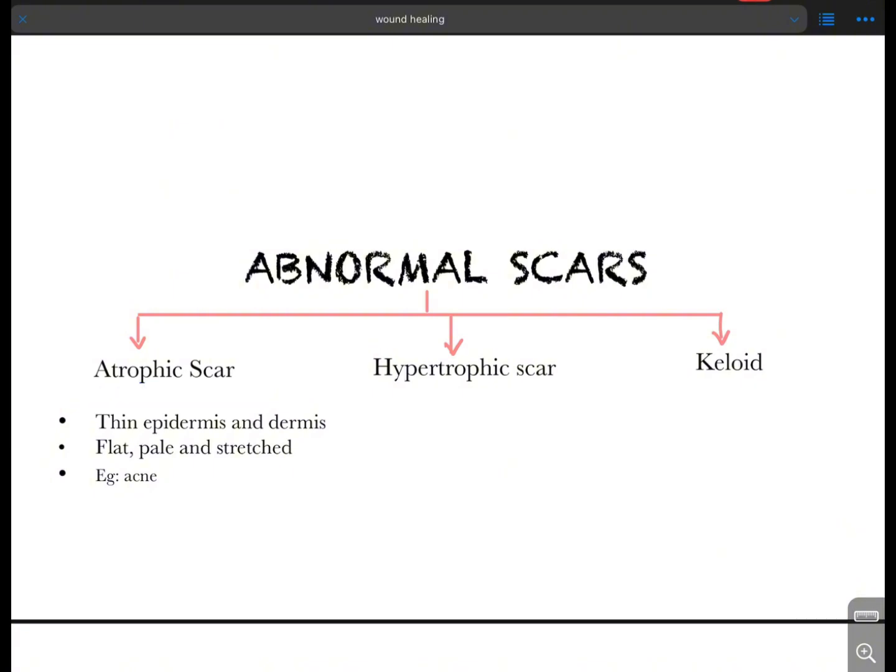In atrophic scar, there is thinning of the epidermis and dermis such that the scar appears flat, pale, stretched and depressed. So the peculiar example of atrophic scar is acne. After the inflammatory lesions, they heal. They heal by scar formation, which is usually depressed and atrophic.